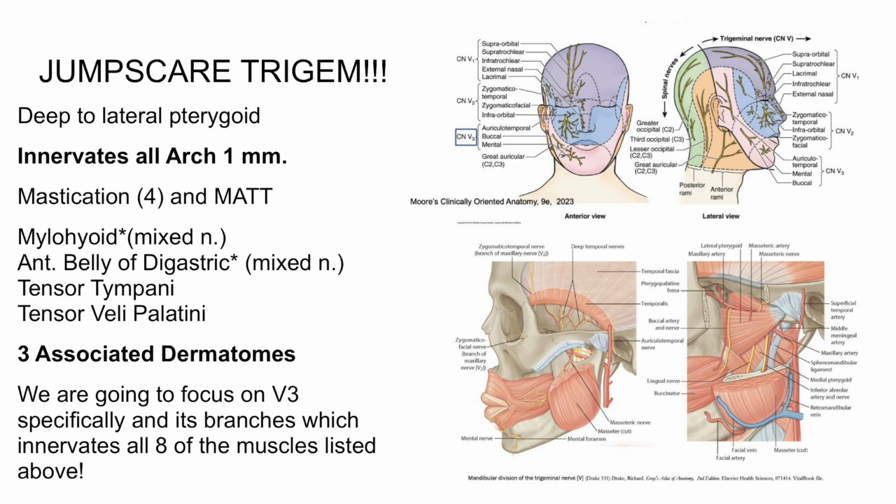So the takeaway is V3 equals mixed nerve. It lives deep to that lateral pterygoid muscle, motor to all arch 1 muscles via the muscles of mastication, plus that MAT, and sensory to the lower face. So if you lock that in, it pretty much connects almost everything that we've covered in this region.